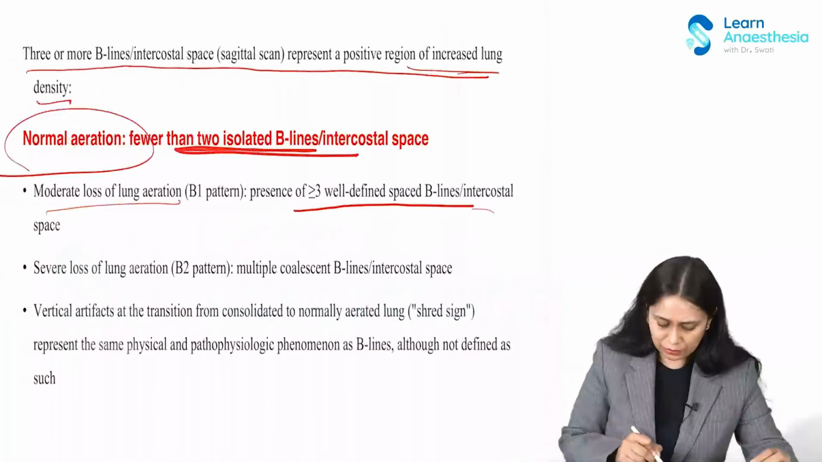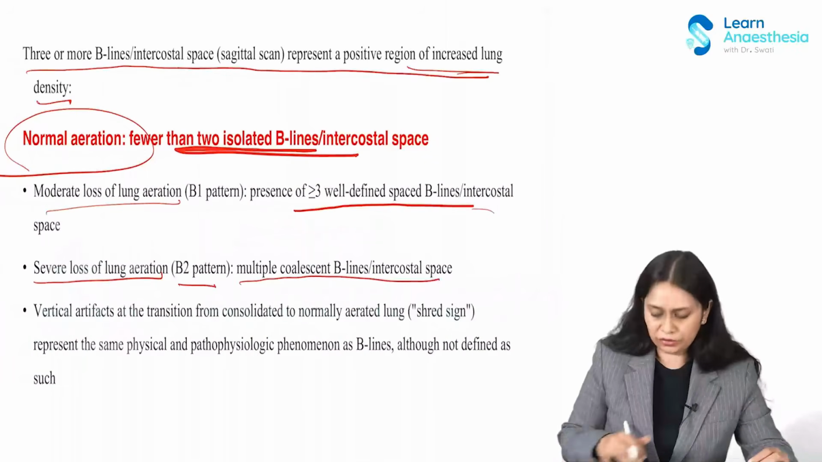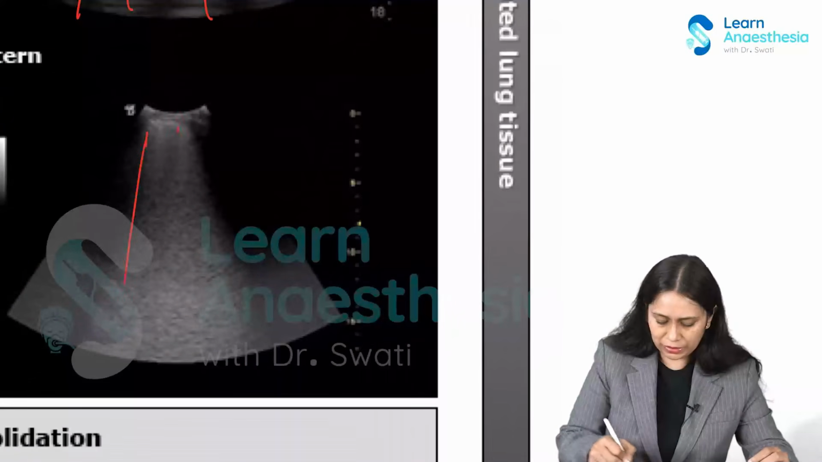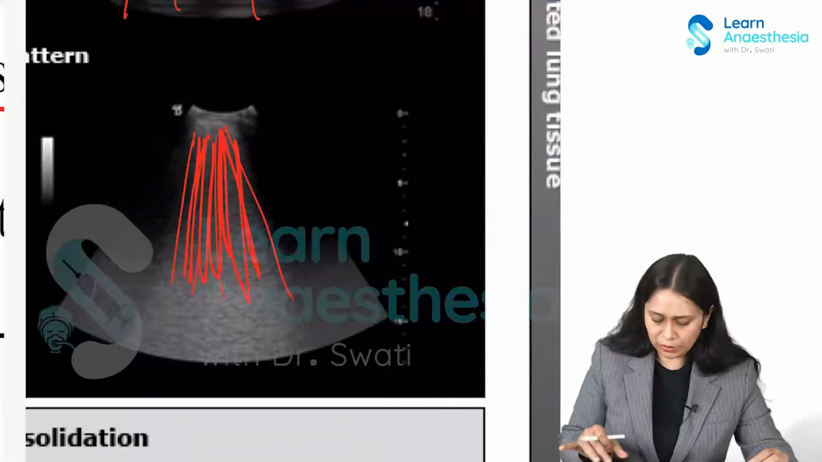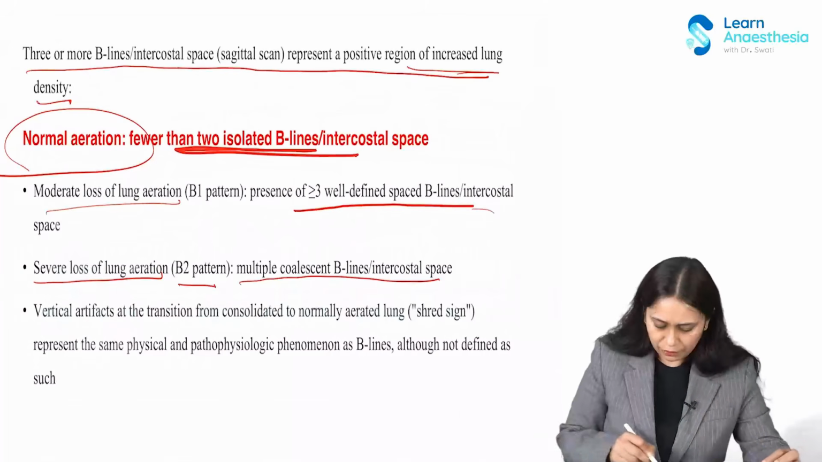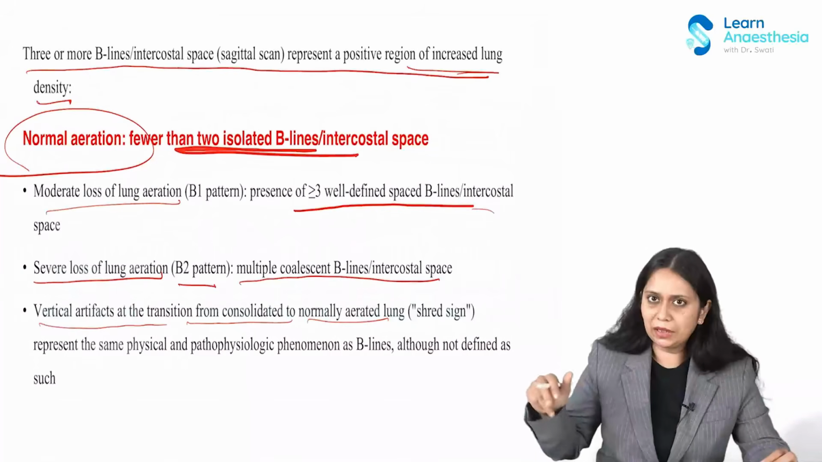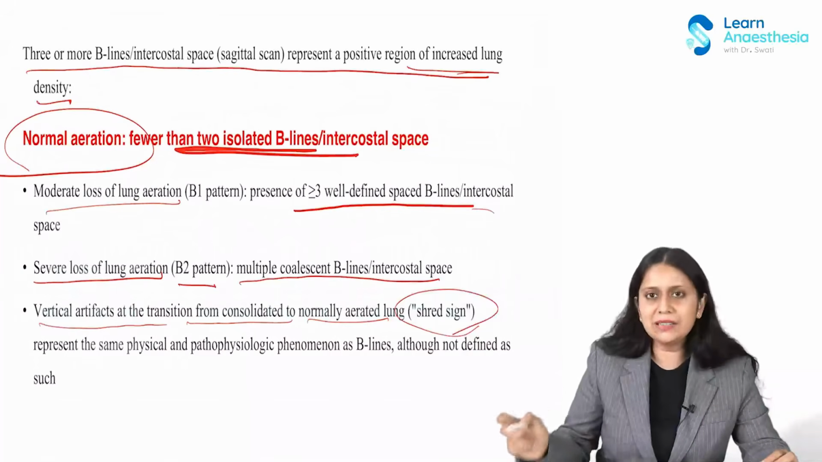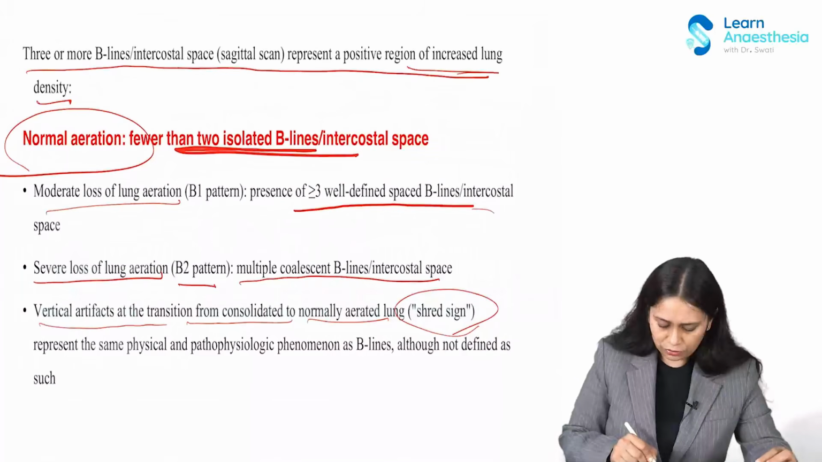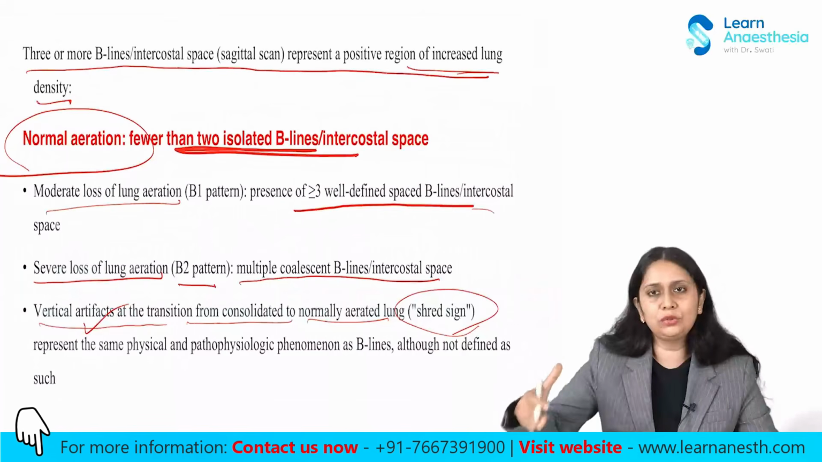Severe loss of lung aeration is the B2 pattern, with multiple coalescent B lines in the intercostal space. So this would be the B2 pattern, where multiple coalescent B lines would be there. The more the severity, the more B lines, and coalescence of the B lines will happen. A vertical artifact at the transition from consolidation to normally aerated lung is called the shred sign. This is seen in consolidation, and it represents the transition from the consolidated tissue to the normal aerated tissue. It's like a shred sign.